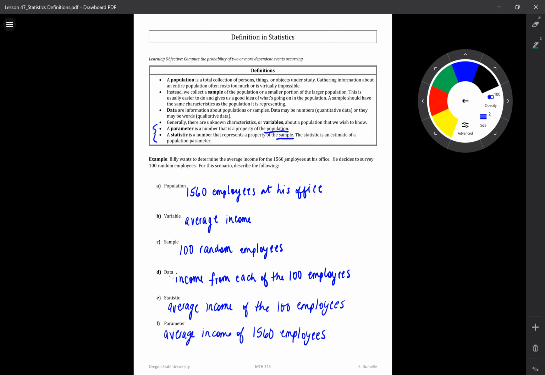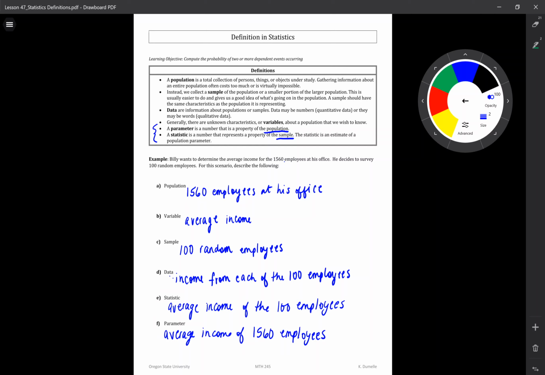Our sample was 100 random employees. The data that we collected was the income from each one of these 100 random employees. The statistic is the average income of those 100 surveyed employees, and the parameter is the average income of all 1,560 employees. Now, the statistic and the parameter are hopefully really close to each other, but it is possible, as we'll see later, that if we pick somebody who has a really, really high or really, really low income, then the statistic and the parameter will be off a little bit. But it's our hope and our goal that they will be really similar to each other.